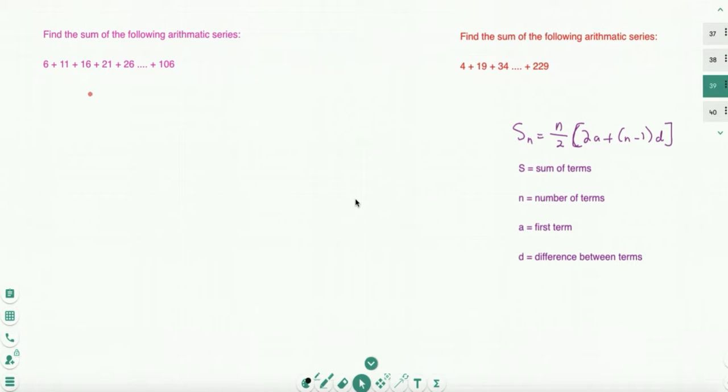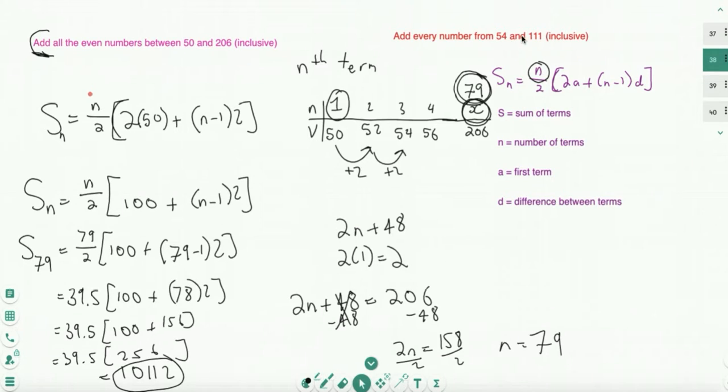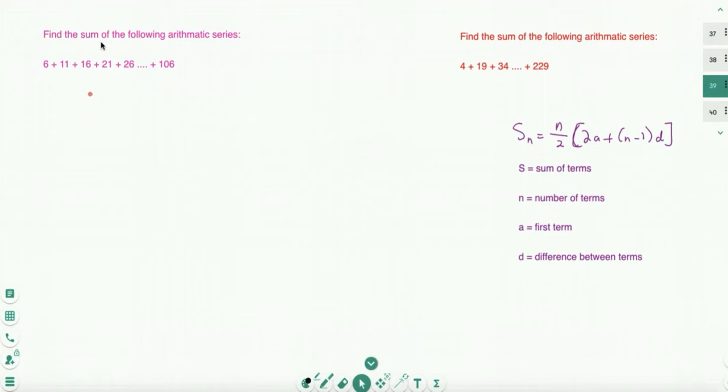All right, next questions, guys. Just by the way, these questions in red are questions you can do by yourself, all right? So this question here and this question here. Now let's do this question here. Find the sum of the following arithmetic series. So we have a sequence and we're trying to find the sum. Therefore, we're definitely going to be using our little formula here, okay?